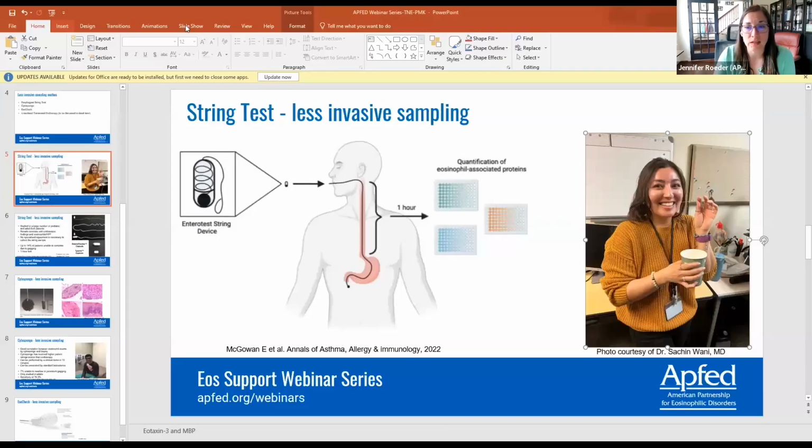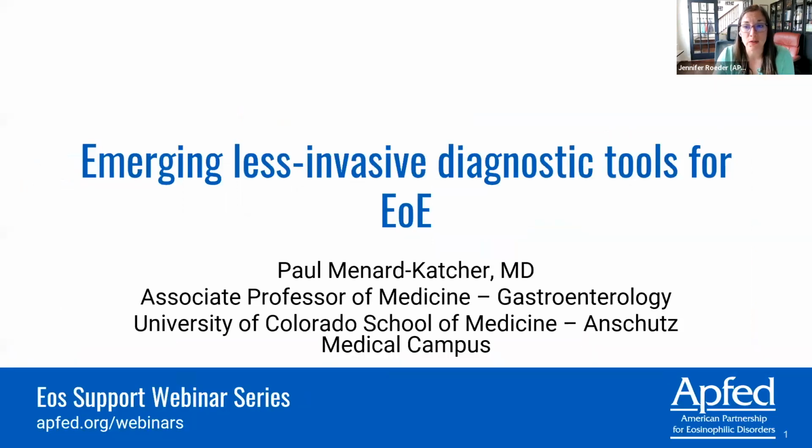Wonderful. Thank you so much. Now I'm pleased to introduce Dr. Paul Menard-Katcher. He's an associate professor of medicine in the Division of Gastroenterology at the University of Colorado School of Medicine. He's also part of the consortium of eosinophilic gastrointestinal diseases researchers, known as CEGIR, and serves on the medical advisory board of EvoEndo. Dr. Menard-Katcher is going to share information about emerging, less invasive diagnostic tools for EoE.